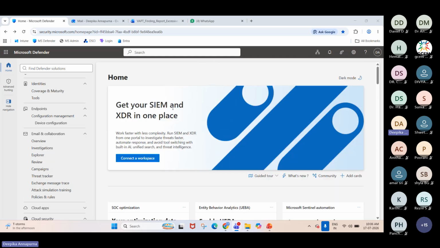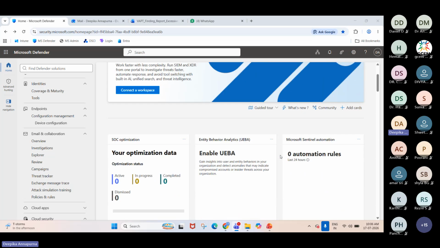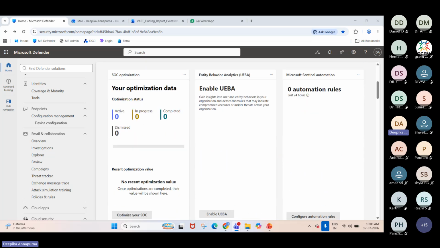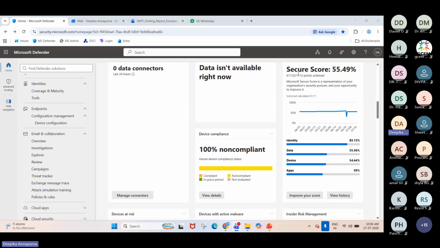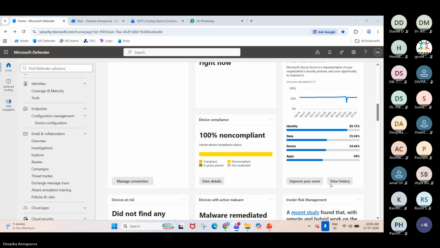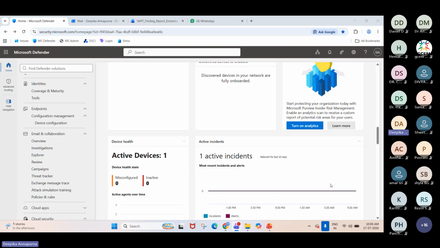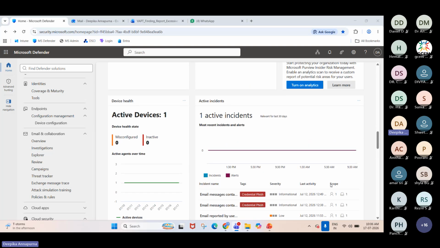Okay, so this is the Defender dashboard. This is the home screen, and here you can see your optimized data, what is active, and what is in progress. Everything will be seen here. This is SOC optimization coming down. This is the security score, like I discussed yesterday, right? Identity, data, devices, applications. It will give you scoring based on virus and everything. And here you can see the active incidents which are happening.